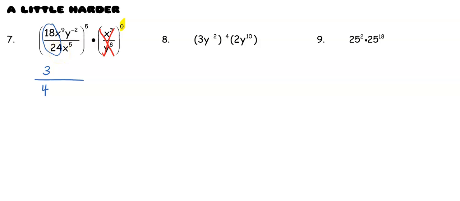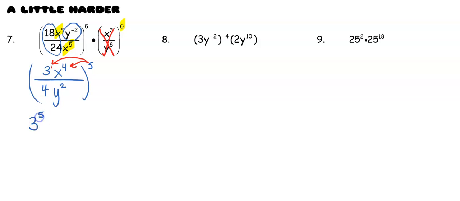Then I see my x's. I have x to the 9th over x to the 5th. That's our who wins rule. The top is bigger. 9 minus 5 is going to leave us with 4 x's on the top. And that negative exponent, that y is going to move to the bottom, to the 5th power. So I need to distribute this to all of the pieces. Remember that 3 has an exponential value of 1, so this becomes 3.